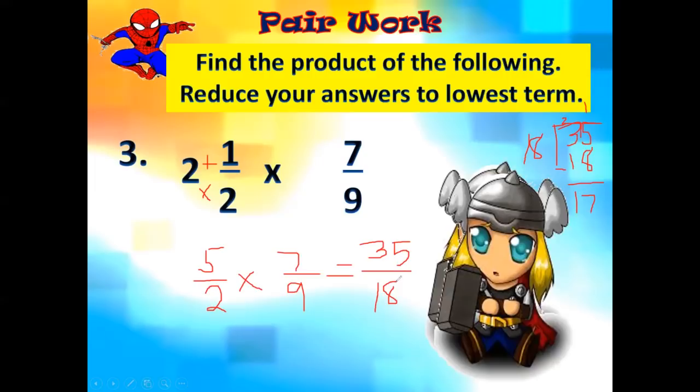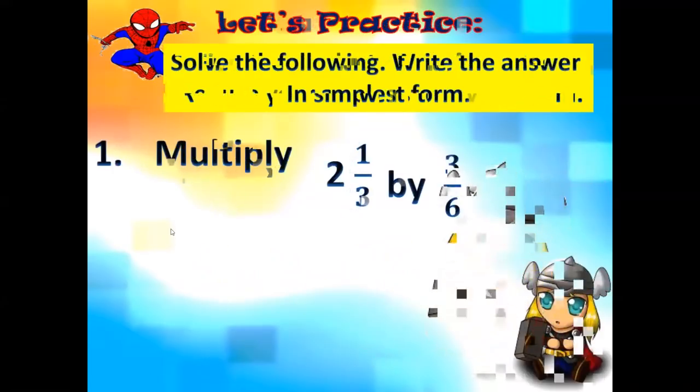So again, the answer or the quotient will be the whole number. The remainder, which is 17, will be the numerator. The denominator will still be the same. Okay, so as you can see, 17/18 is already in lowest term. So our final answer is 1 and 17/18. Okay, let's have the next example.